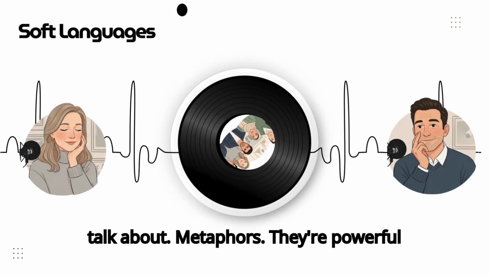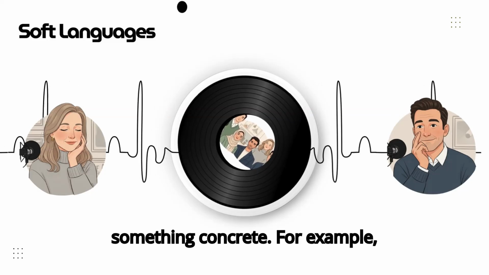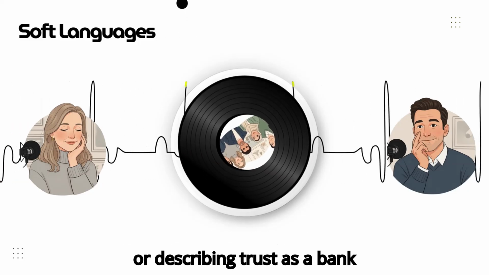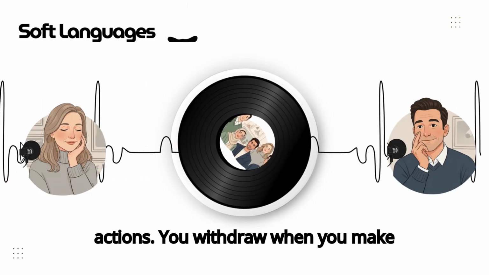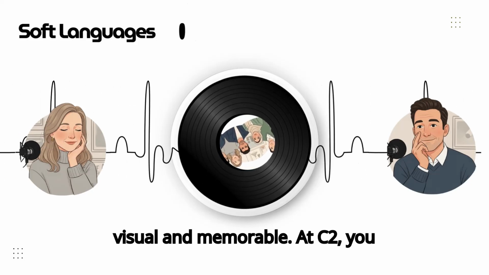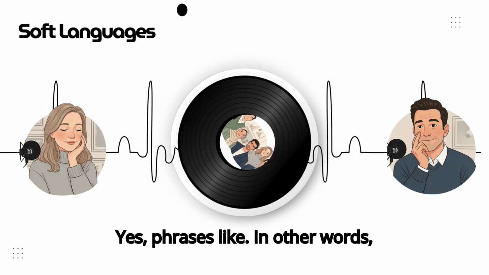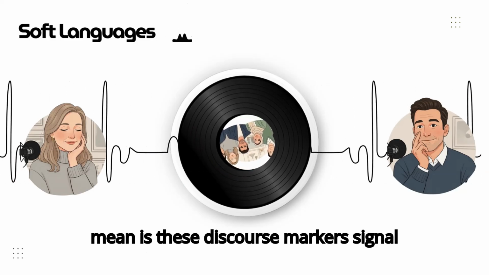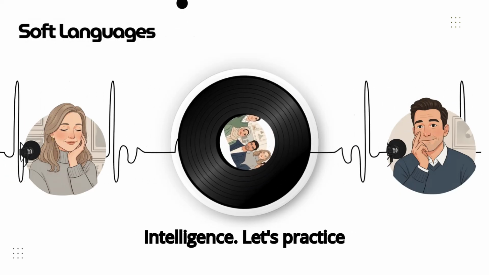Let's talk about metaphors. They're powerful tools. Absolutely. A metaphor can translate a complex concept into something concrete. For example, explaining the brain as a muscle. Or describing trust as a bank account. You deposit small, positive actions. You withdraw when you make mistakes. Suddenly, the idea becomes visual. And memorable. At C2, you also have flexibility with reformulation. Yes, phrases like, in other words, to put it differently, what I mean is... These discourse markers signal that you're about to clarify. And that's a sign of communicative intelligence.